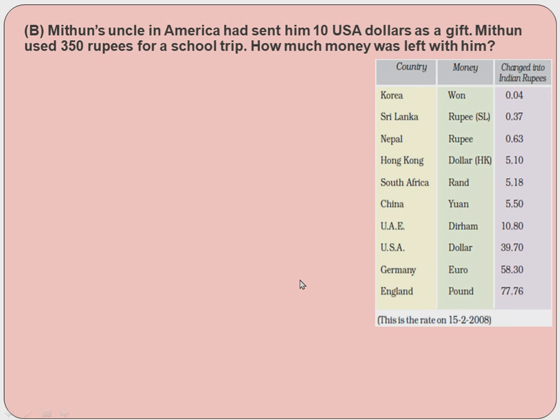The next one: Mithun's uncle in America had sent him 10 USA dollars as a gift. Now, Mithun used 350 rupees for a school trip. How much money was left with him?